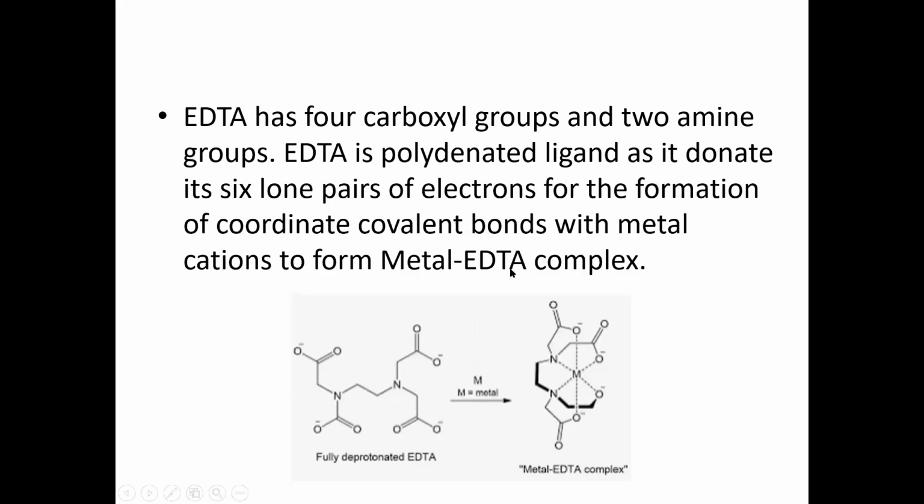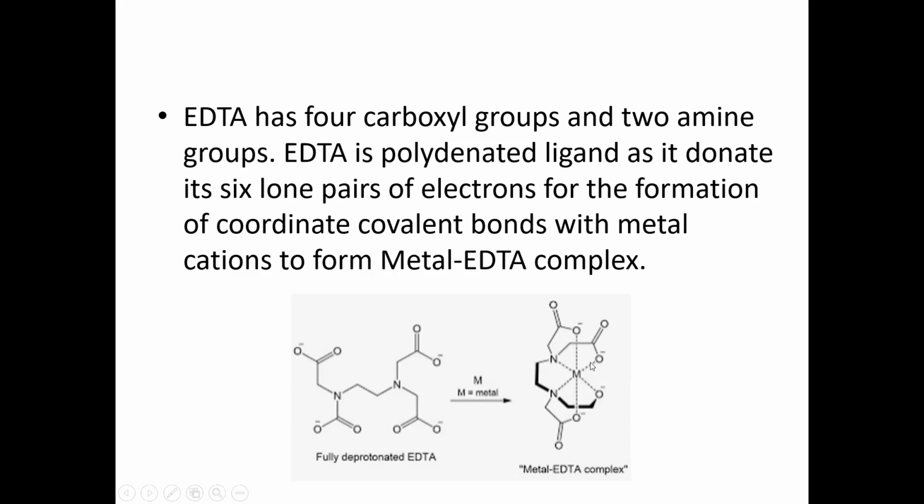So we said before that EDTA has 4 carboxyl groups and 2 amine groups. So we said that EDTA is a hexadentate or polydentate ligand that can donate 6 lone pairs of electrons to form a coordinate covalent bond with the metal. So irrespective of the metal here, there is a central atom. So this is the 1 bond from 1 acetate, the 2nd acetate, the 3rd acetate, the 4th acetate, and the 2 amine groups that donate the lone pair on the nitrogen. So this is a metal EDTA complex.